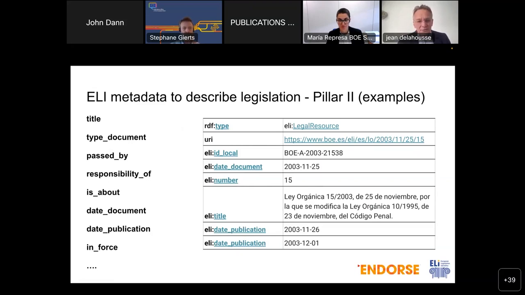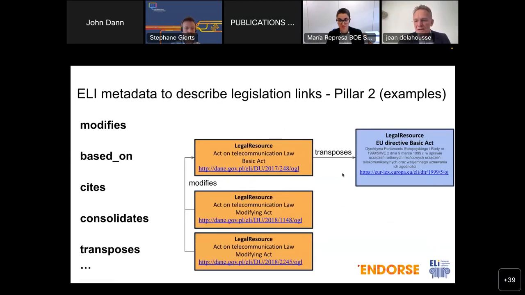And the second part of the metadata is used to describe the links. So you have here, for example, modifies, based on, cites, consolidates. You have an example here of a Polish legislation that has been modified twice. You have the modifying act at the bottom, and this legislation is transposing a European directive. So you have the links to the ELI identifier of the European legislation here. So we see both linking inside the member state and linking from member states to the European level.